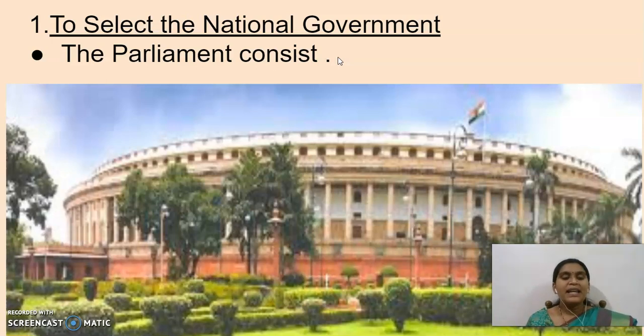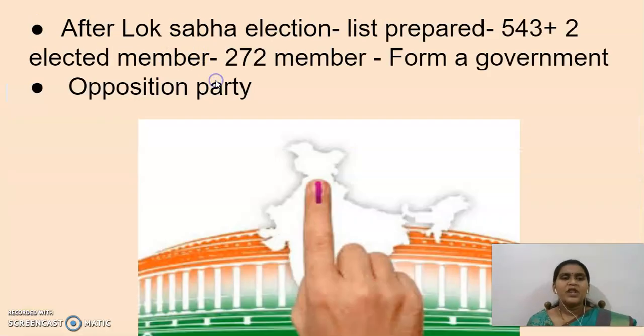As we know, the parliament consists of a group of representatives, and it consists of the President, the Rajya Sabha and the Lok Sabha. After Lok Sabha elections, which we have every 5 years, they will be preparing the list, and out of that, 543 plus 2 elected members. So overall, how many MPs will be elected? That is 543 plus 2 elected members.